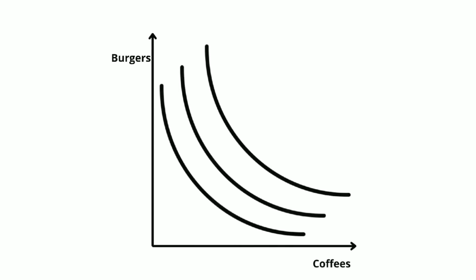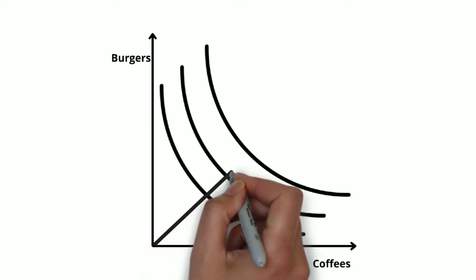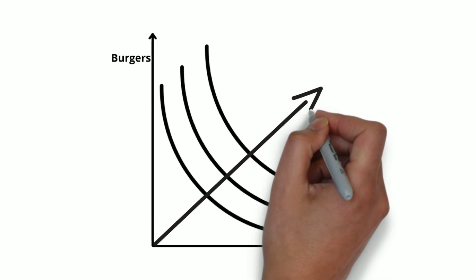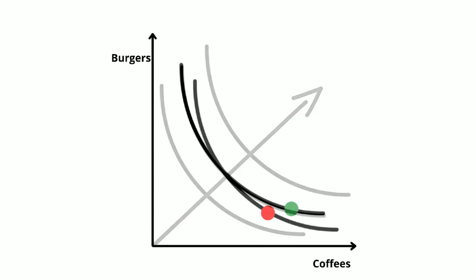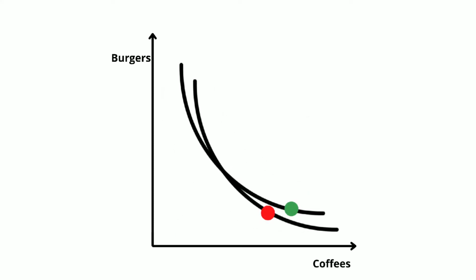We can draw multiple indifference curves in the same graph. Indifference curves further away from the origin, so further away to the right, give you more satisfaction than indifference curves closer to the origin. This makes sense because when you consume more burgers and more coffee, this makes you happier. For this reason, indifference curves can never intersect.